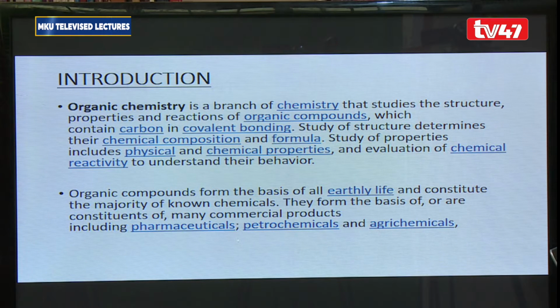Now, chemistry generally is a very wide subject, which has 2 major branches. And one of the major branches is organic chemistry. The other major branch is inorganic chemistry. So in this case, we are looking at basically the principles of organic chemistry.